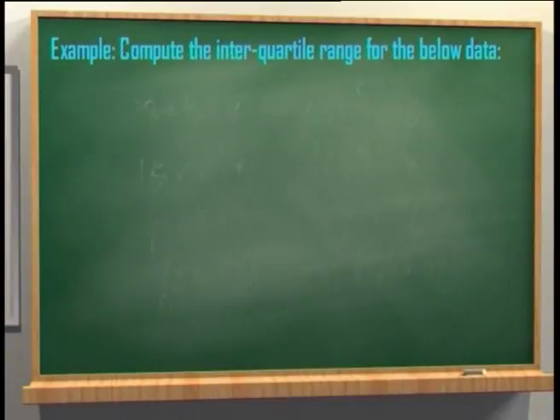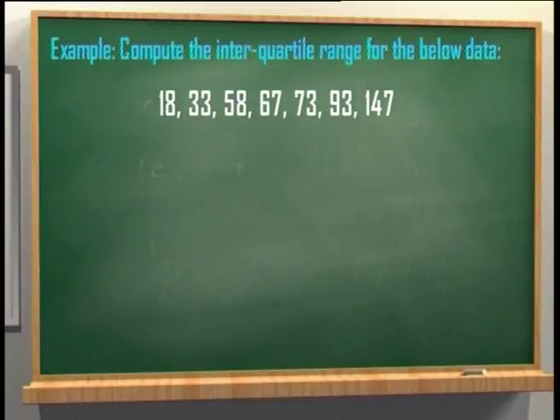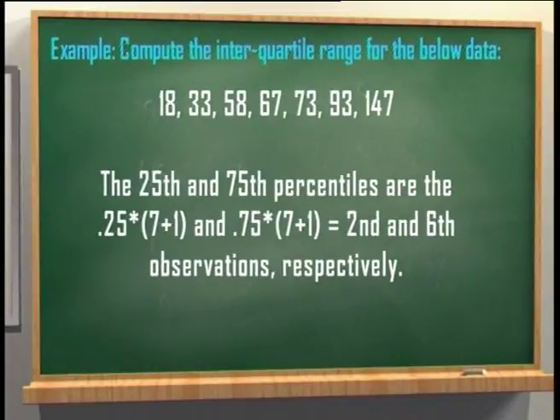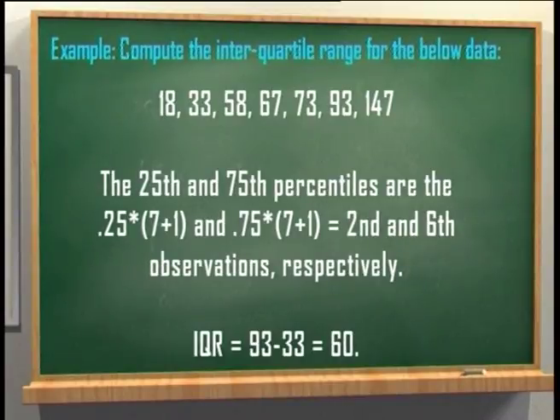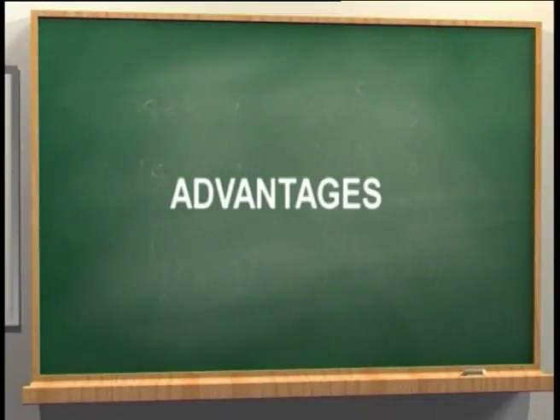Example: compute the interquartile range for the following data: 18, 33, 58, 67, 73, 93 and 147. The 25th and 75th percentiles are the second and sixth observations respectively. IQR is equal to 93 minus 33, that is 60. The interquartile range is 60. The advantage is that it ignores extreme values and it is easier to use than the range when comparing data.